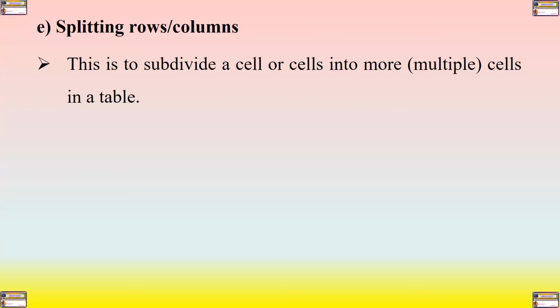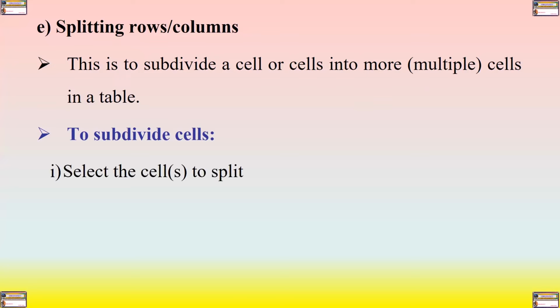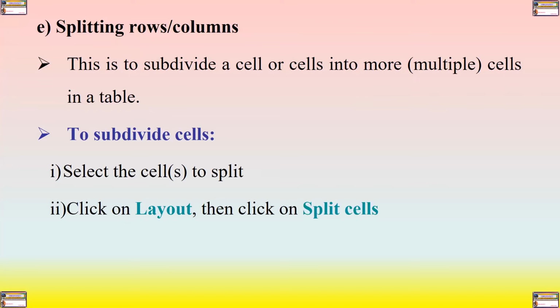Another activity that we can perform in our table is splitting rows or columns. This is to subdivide a cell or cells into multiple cells in a table. To subdivide the cells, you select the cell or cells you want to split, and then click on the Layout menu and click on Split Cells.